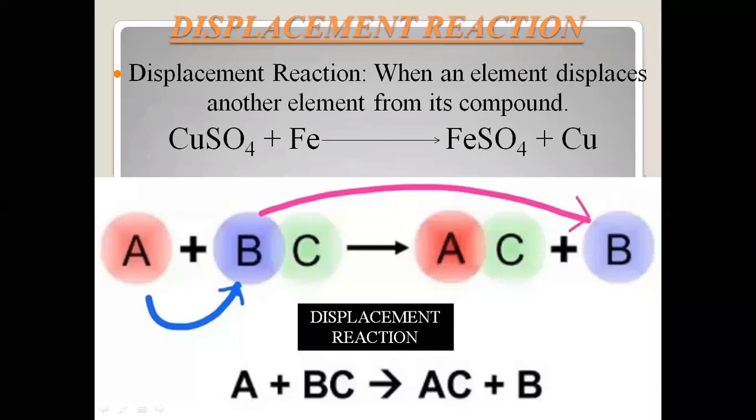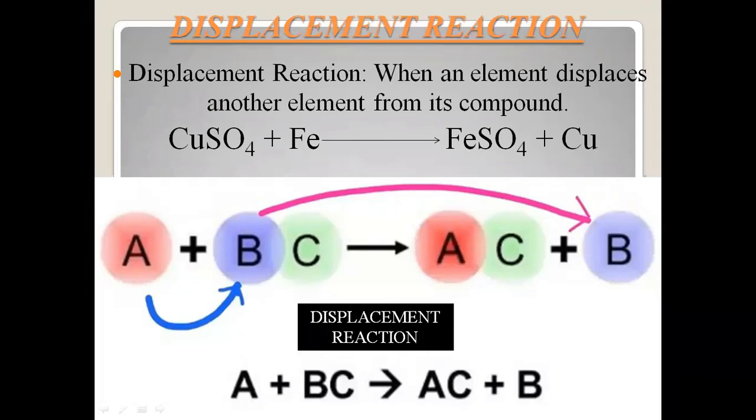Displacement reaction. The reaction in which one element or group of elements of a compound is replaced by another element or group of elements is called a displacement reaction. It is also known as a substitution reaction. For example, copper sulfate reacts with iron to form ferrous sulfate and copper.